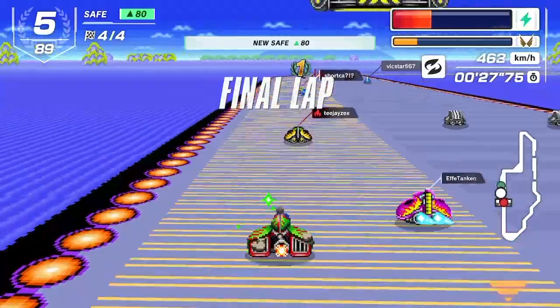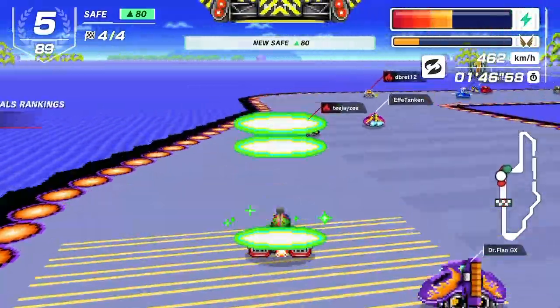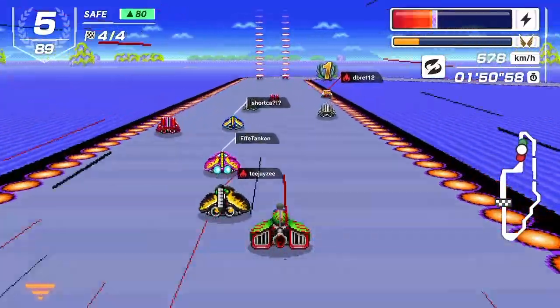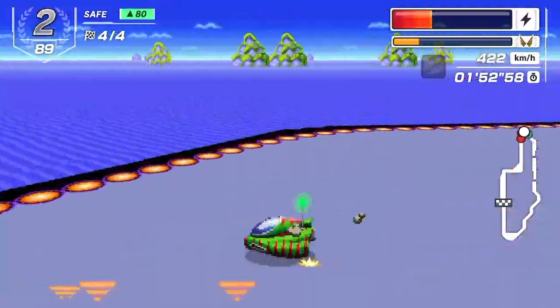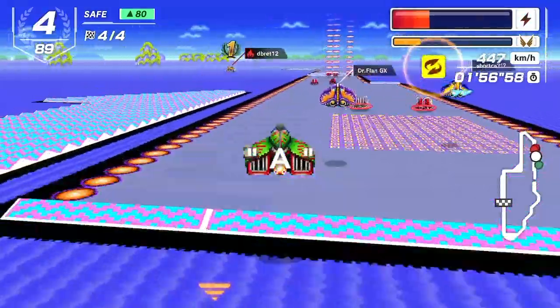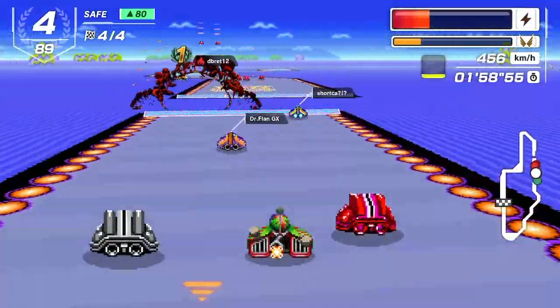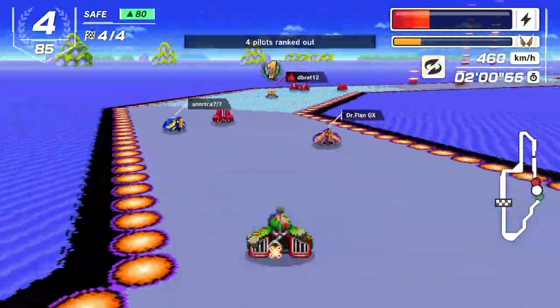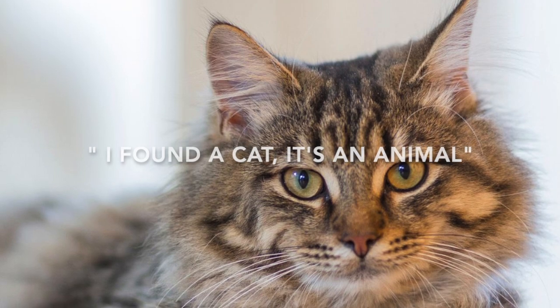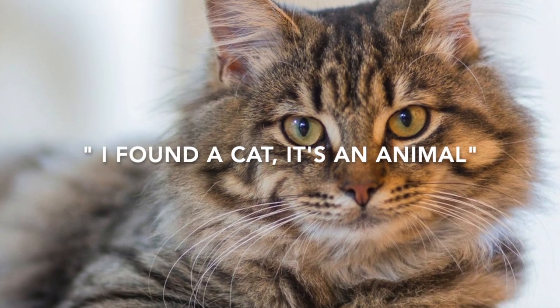There are so many words and so many rules in English. Let's stay on topic. Let's go over the simple vowels because every word has one. Let's start with the letter A again. The letter A is also pronounced as ay or uh. I found a cat. It's an animal.